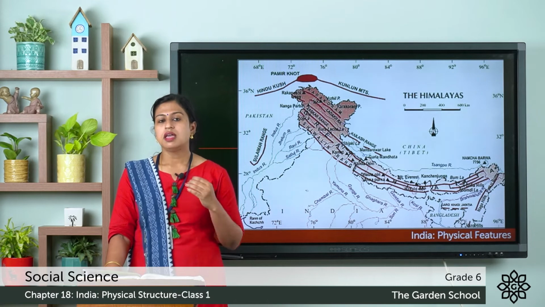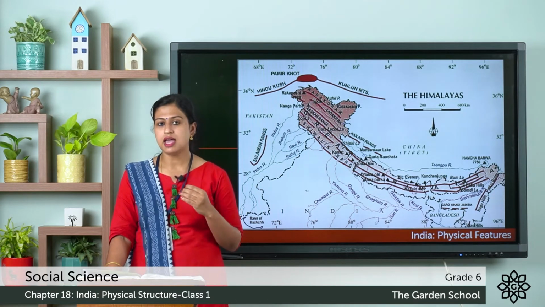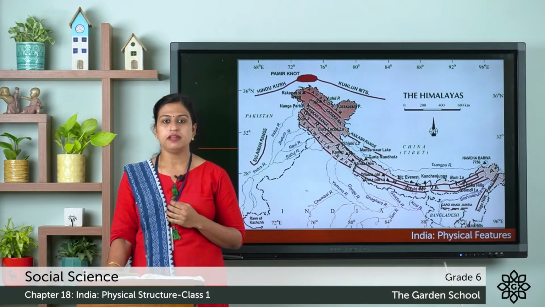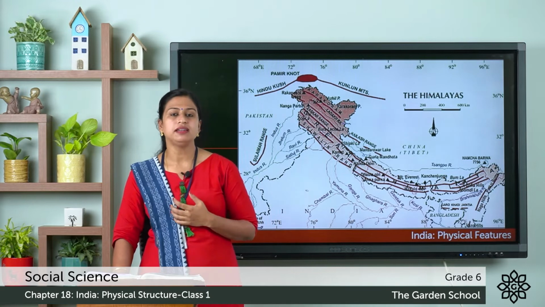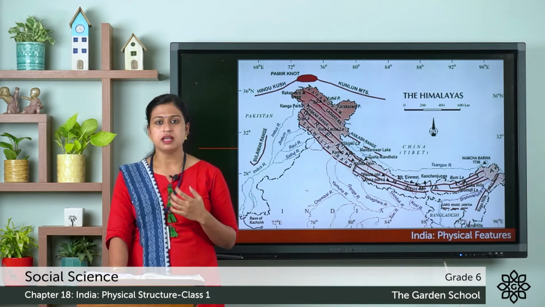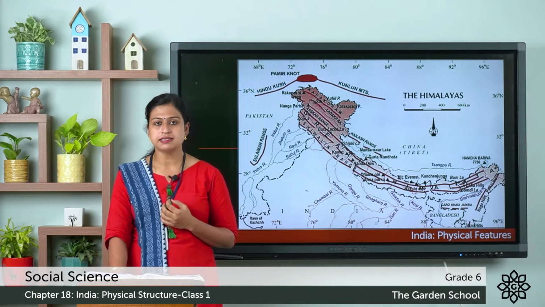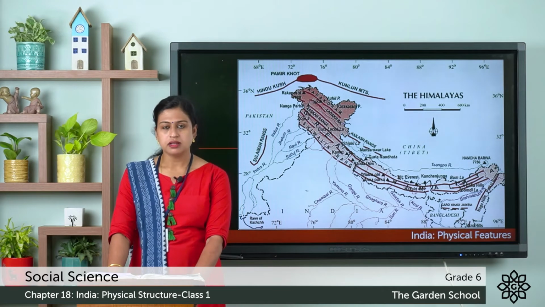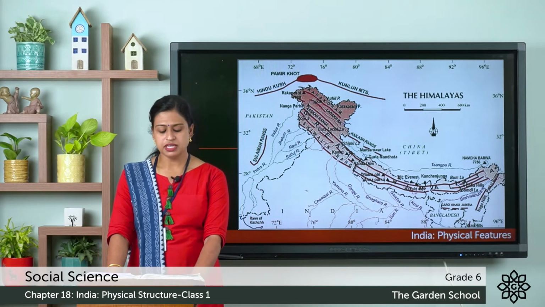So this Himadri range is the highest and the northernmost range with an average height of about 6,000 meters above sea level. And due to its extreme height, it is very difficult to cross these mountains, and the people cross it by the Ghats or passes such as the Karakoram Pass, Shipkila Pass, Nathula Pass and Zojila Pass.